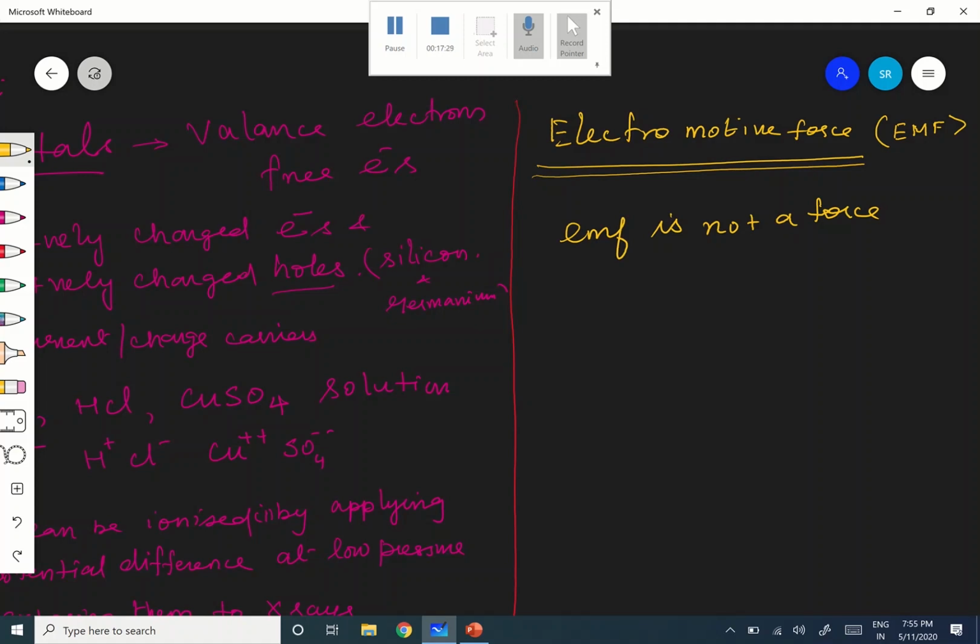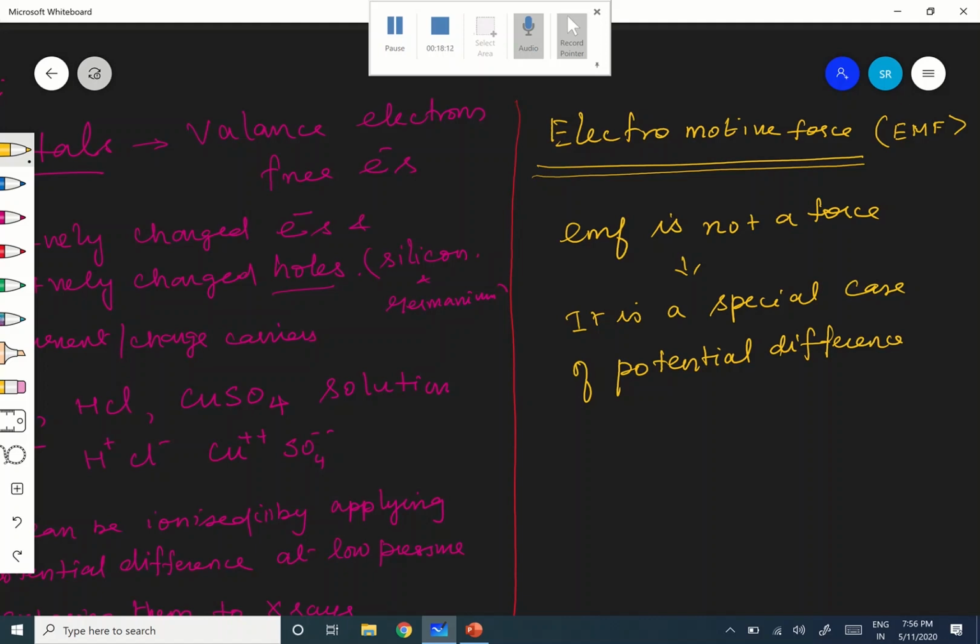But there should be a particular direction in which the charges move. For that, what is it? There is some force pushing the charges. That is what is called the electromotive force. But actually speaking, EMF is not a force. It is a special case of potential difference. Are you following? It is nothing but EMF.